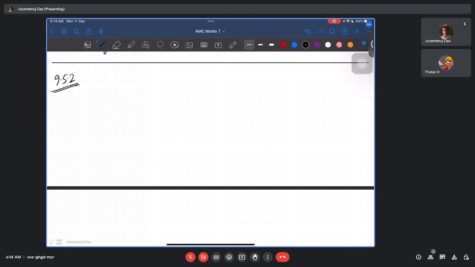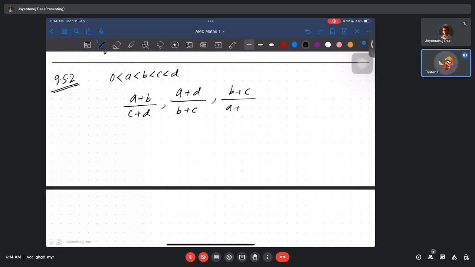9.5.2. It's saying that given that A, B, C, D are in increasing order, and all of them are greater than zero, which of the following quotients or fractions is the largest? A plus B divided by C plus D, then A plus D divided by B plus C, and C plus D over A plus B.